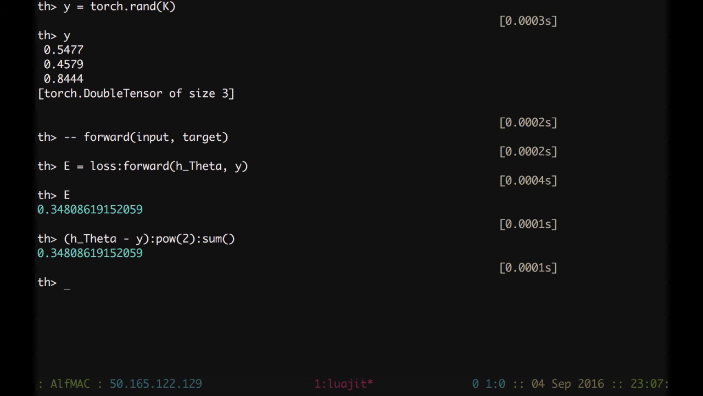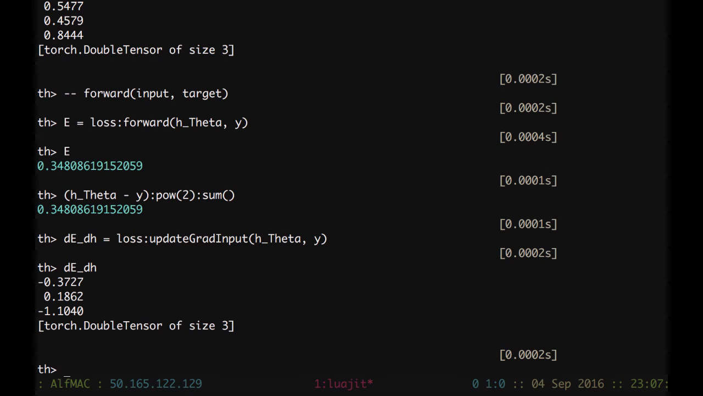So let's compute now the partial derivative of the error with respect to the output of our network. This is simply our loss. We can write updateGradInput, and we send h theta, which is the input. So we have the same API of the forward. We have input and target, and the targets are the y. And there we go.